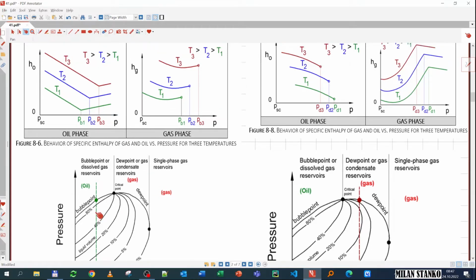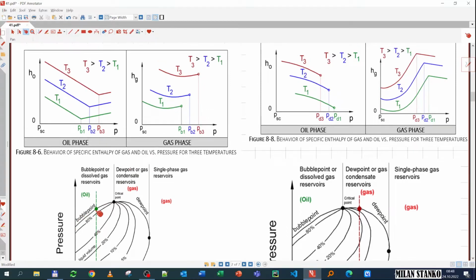Now for the gas, for the same conditions, in the saturation region I have gas, so I will have this trend, which is like a concave curve. And if I increase the temperature, again, the enthalpy is going to go up. And then at some point I reach the bubble point, and then there is no more gas, so the gas phase doesn't exist anymore.